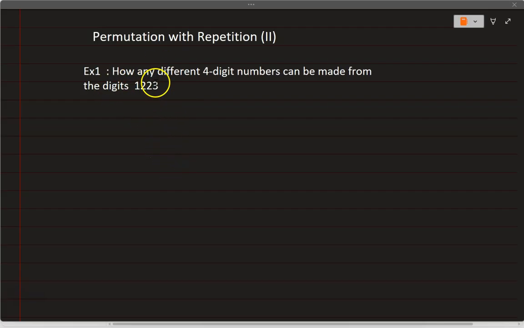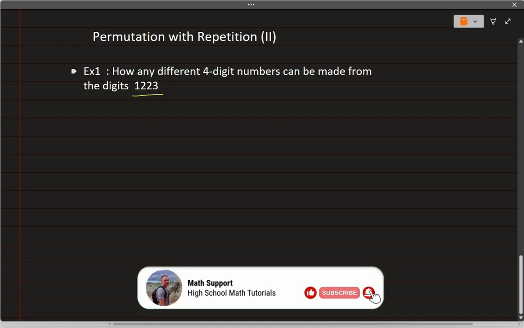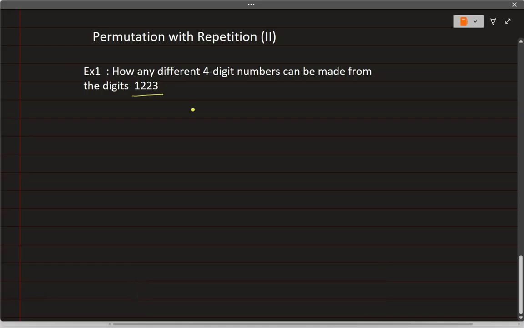Example one: how many different four-digit numbers can be made from the digits 1, 2, 2, 3? Notice that we have one number that is being repeated, but it's okay. Let's write it up using the fundamental counting principle. We have four options, then three options for the second digit, then two for the third, and one for the last. So that means 4 factorial for the total number.